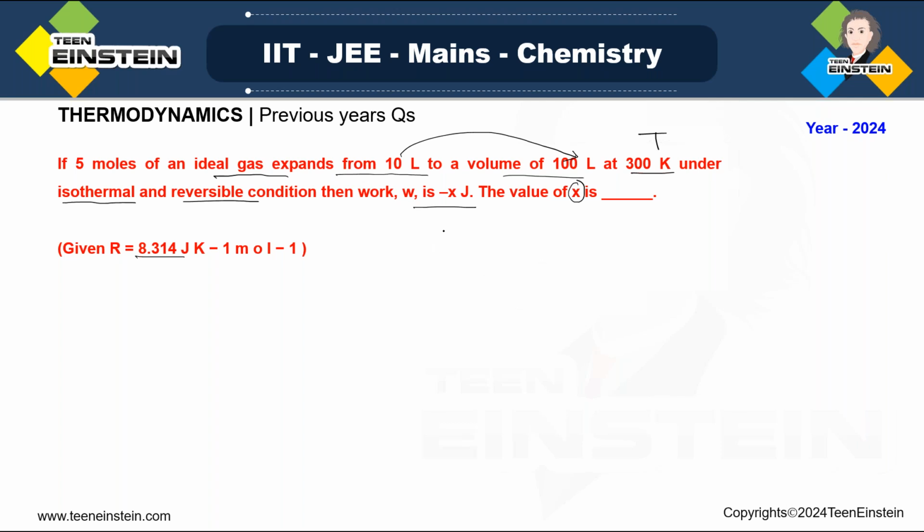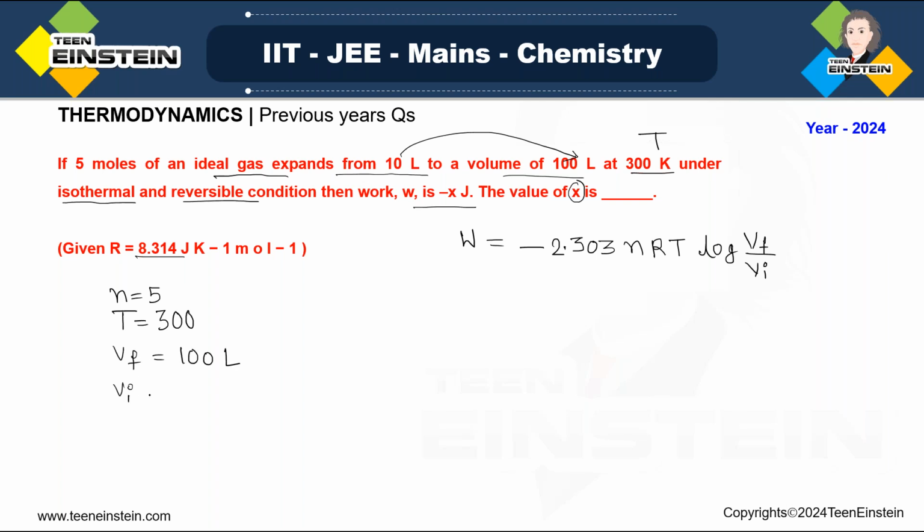So for calculation of W, that will be equal to minus 2.303 nRT log Vf divided by Vi. Now in this case n value is 5. Then R value is already given, T is 300 Kelvin, Vf is given 100 liter, Vi is given 10 liter. But here we will use the ratio of Vf and Vi, so regarding unit of volume, we don't have to think. And whatever is the result, that will be in joule.